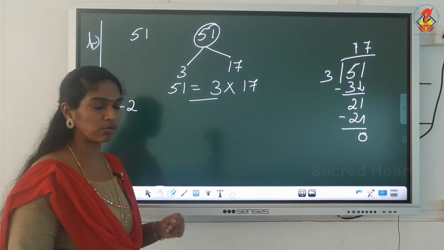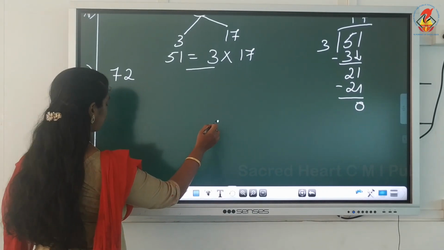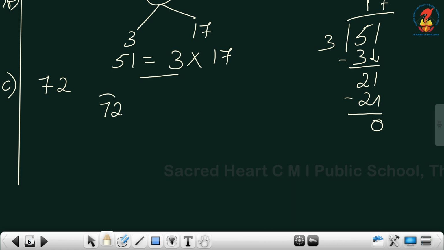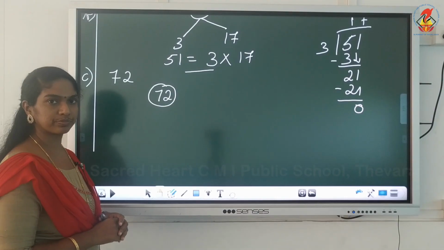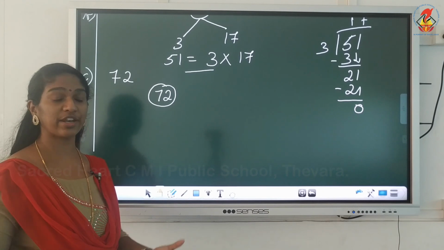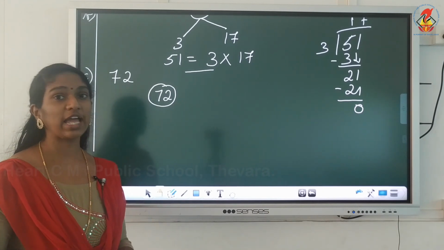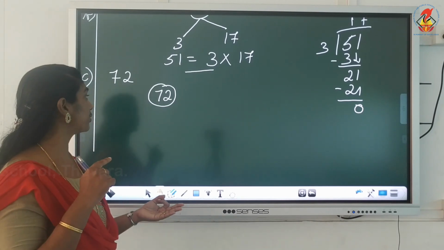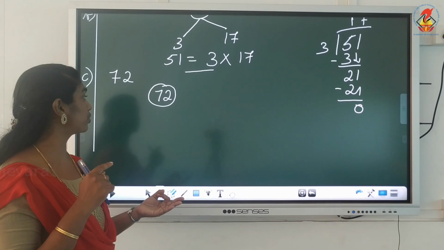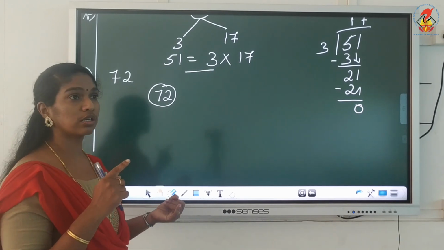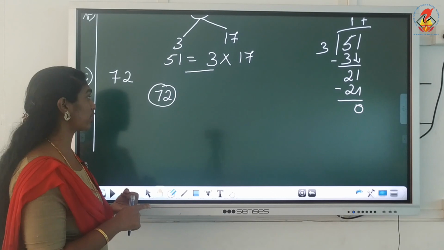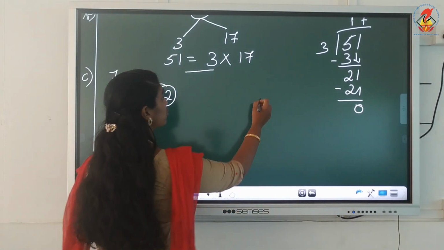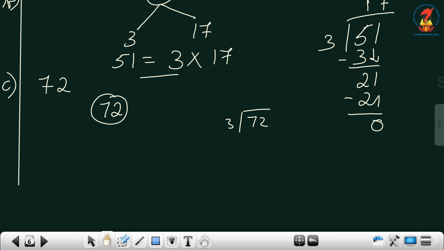Okay, I'll show you one more question. 72. 72 is a composite number. I can split 72 in many ways. I can write 8 into 9 is 72. I can write 2 into 36 is 72. Yes, I can write 4 into 18 is 72. Sorry, not 4 into 18. Just try with 3. Yes, 3 into 24 is 72.